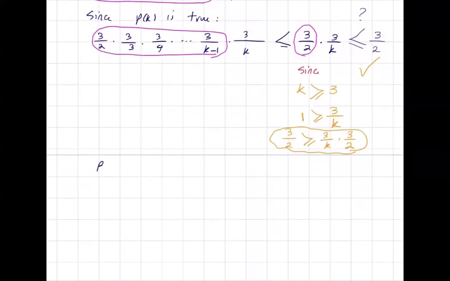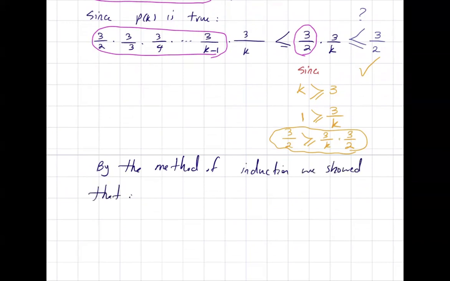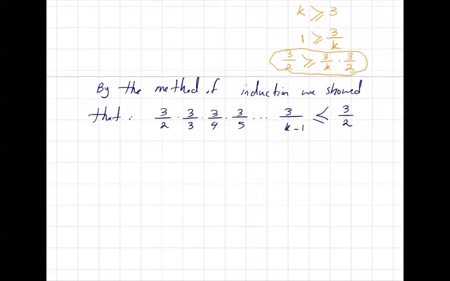So by the method of induction, we showed that 3 divided by 2 times 3 divided by 3 times 3 divided by 4 times 3 divided by 5 times ... times 3 divided by k minus 1 is always less than or equal to 3 divided by 2. Now we're going to use this and find the limit.